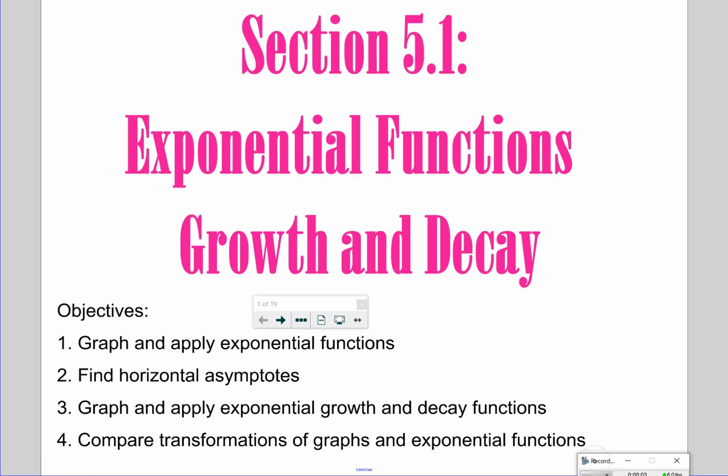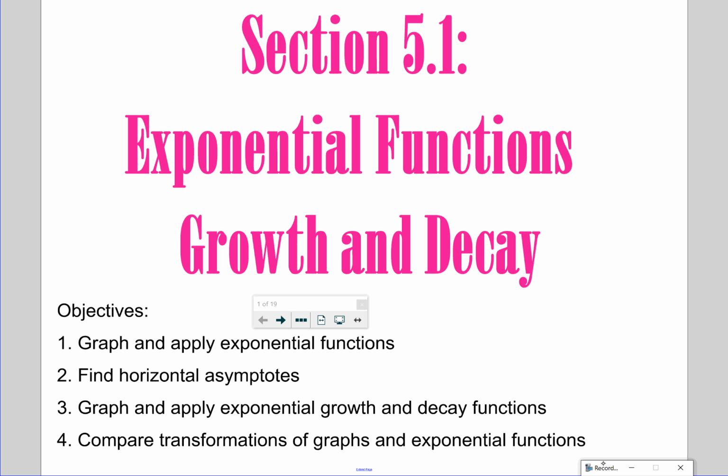Hi everyone, this is section 5.1, exponential functions and growth and decay. Originally in the calendar I had this set aside as two separate videos and homework assignments, but I decided to make it all one video and you'll see only one homework assignment in my math lab. So just be aware of that. You only have one homework and one ed puzzle to go along with this section.